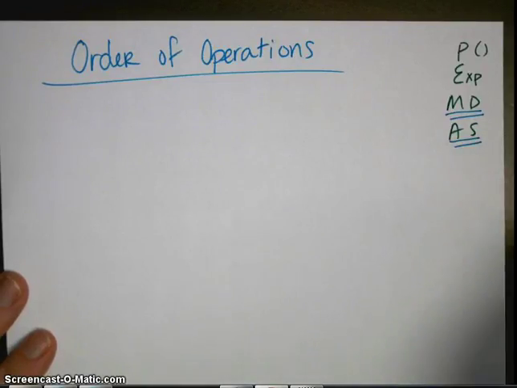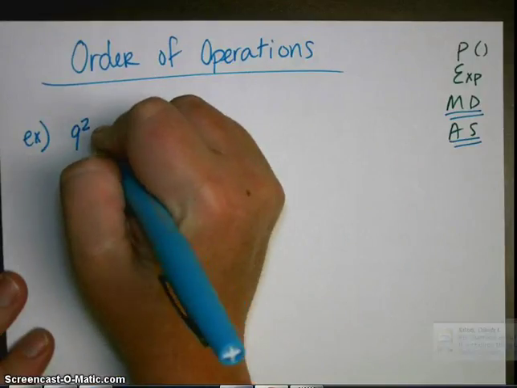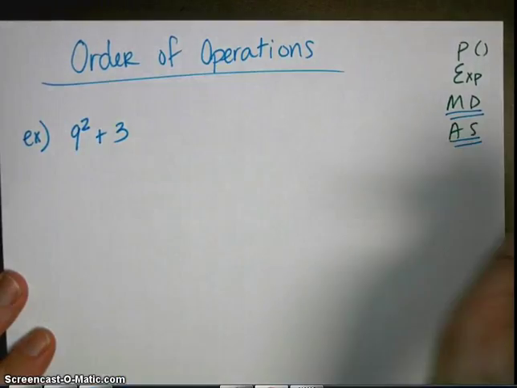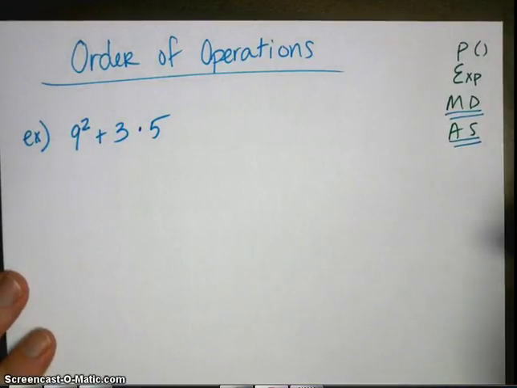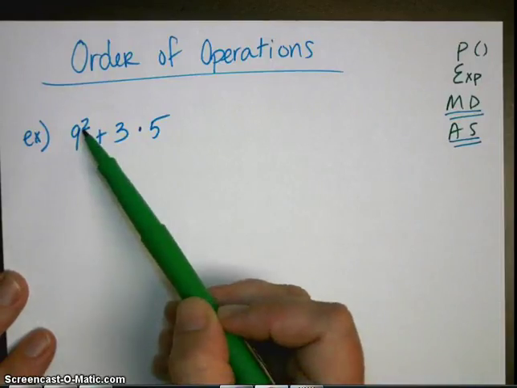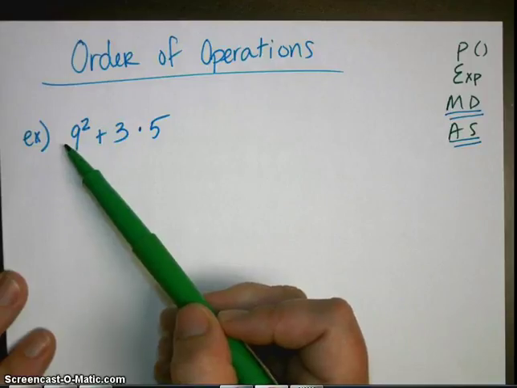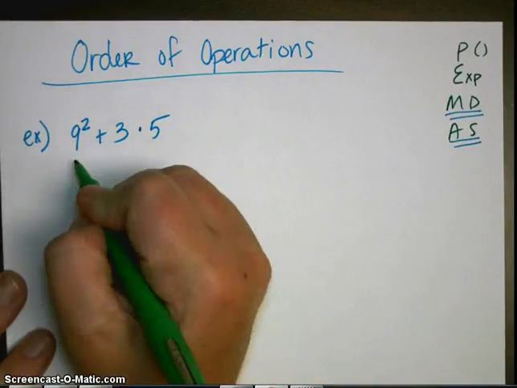So let's look at a sample problem. The example is going to be 9 squared plus 3 times 5. So I look, do I see parentheses? The answer is no. But I do see an exponent. The exponent is 9 squared. That 2 up in the air tells me I need two 9s to be multiplied by each other. So 9 times 9 is 81.